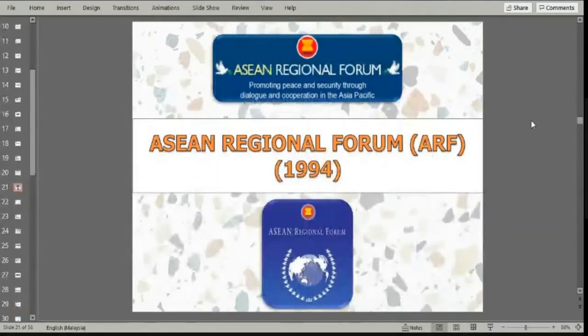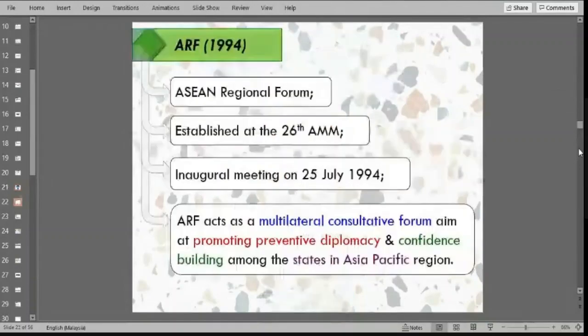Okay, the last one to look at for today is the ASEAN Regional Forum, or the ARF, 1994. This was established under the 26th ASEAN Ministerial Meeting. So the ARF is an outcome of the ASEAN Ministerial Meeting. And the inaugural meeting, meaning the first meeting, was held in July 1994. So the mechanism of ARF is another example of a mechanism that was influenced by the developments going on globally, mostly.